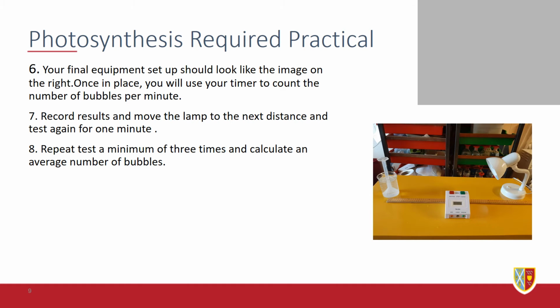You're going to set up your lamp at a particular distance away, and then you are going to count the number of bubbles per minute. Remember that you need to leave a period of time here for the pondweed to start photosynthesizing. If you start counting straight away, your first few results for whatever distances you use are going to be 0. We need to leave it until the pondweed has started photosynthesizing. Once it has, then we're going to start counting bubbles per minute.